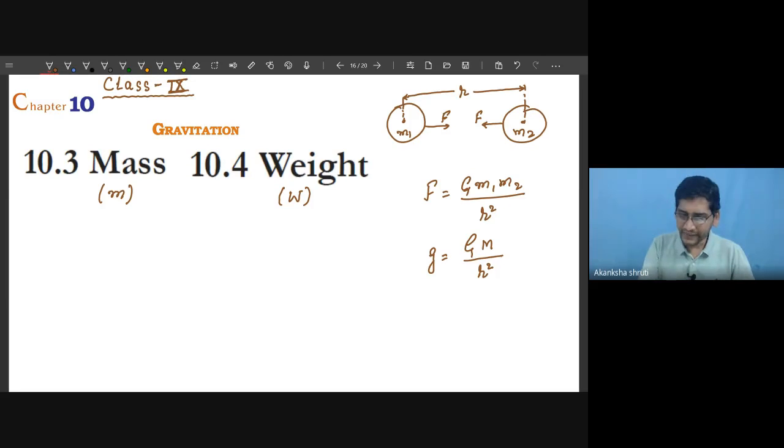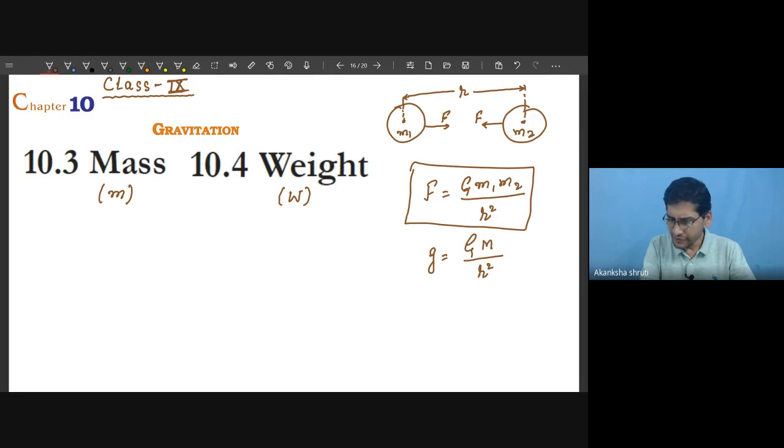A student, we know that if there are two masses m1 and m2, then they attract each other with a force given by F equals G m1 m2 by r square. So this force is in two masses, there is always a force of attraction.